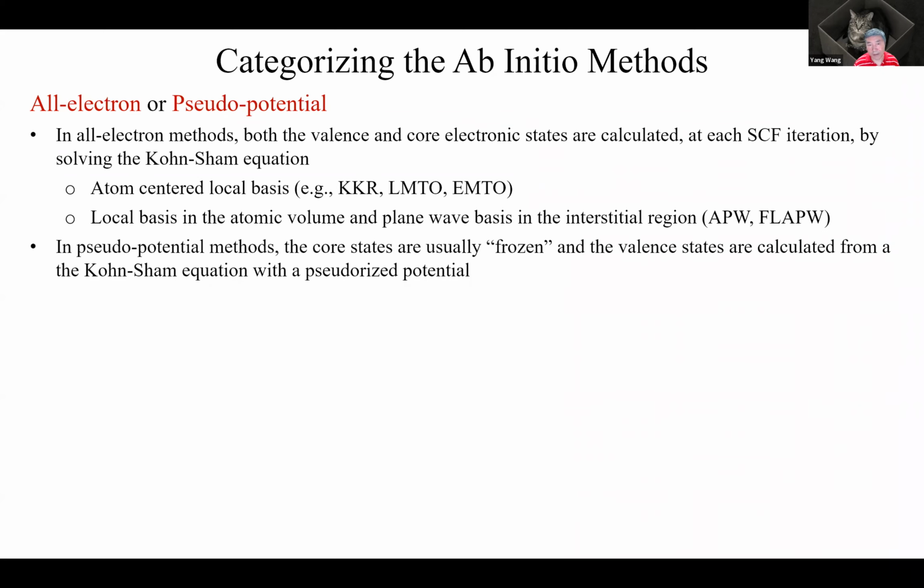In pseudopotential methods, on the other hand, the core states are usually frozen and not iterated. They are always pre-calculated and fixed. And the valence states are calculated for the pseudized Kohn-Sham equation. It's not really the original Kohn-Sham equation, rather one with a pseudopotential. In that case, people usually use a plane wave basis, because for the smooth valence wave functions, you can expand in the plane wave basis without using too many plane waves.